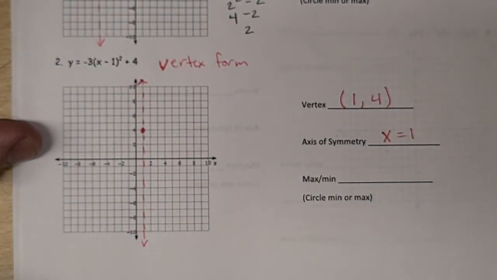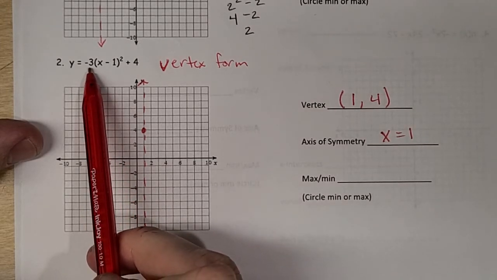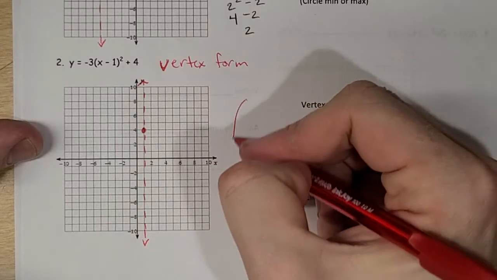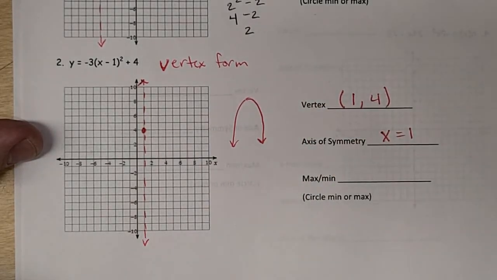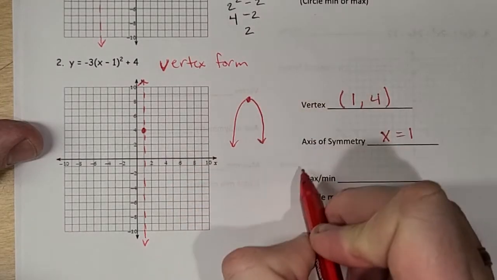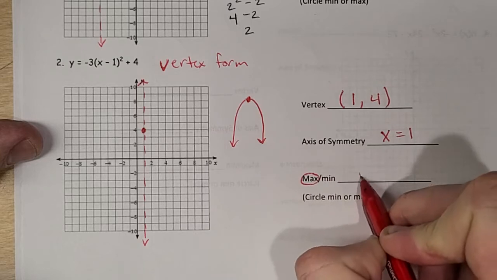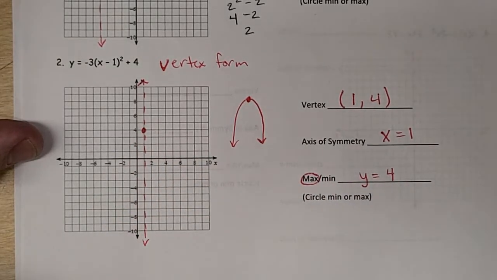Now, I also should be able to look at the front here and say, hey, that is a negative number, so this is going to open down. I don't know exactly what this is going to look like, but I know it opens down. So therefore, I'm going to have my vertex all the way at the top, which is a maximum. And remember, y value is my maximum.